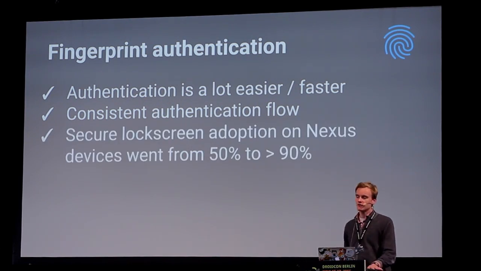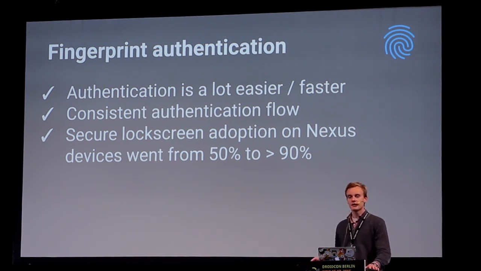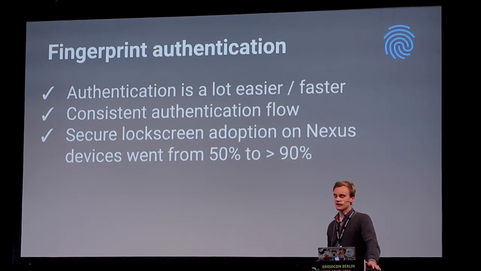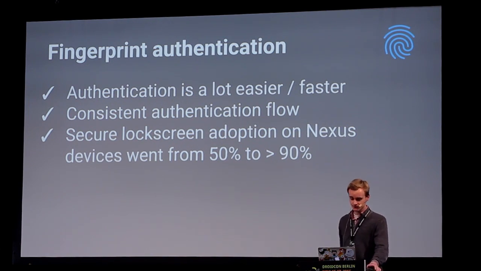And what's cool is that on Nexus devices with the fingerprint reader, with Nexus Imprint, this lock screen adaptation for secure lock screen went from like 50% to over 90%. So many more users are currently using a lock screen and device encryption because of the fingerprint reader. And this is pretty cool because it's fast and the users like to interact with it.